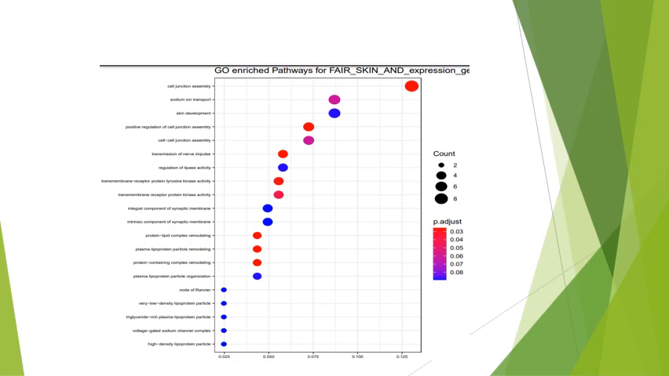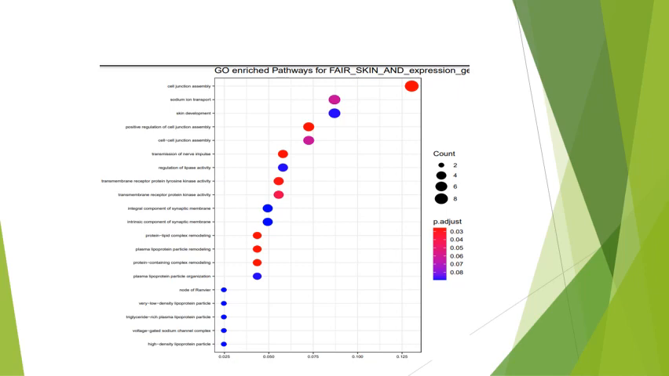For example, if I talk about the cell junction assembly, we can see it would be having around 8 genes, and its p-adjusted value is nearly about 0.03, and it is highly differentially expressed. So this was the type of interpretation that we would be getting from these graphs.